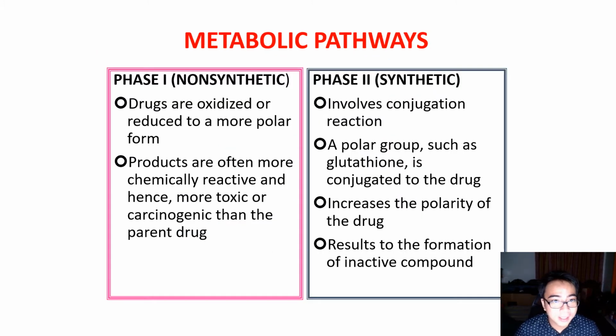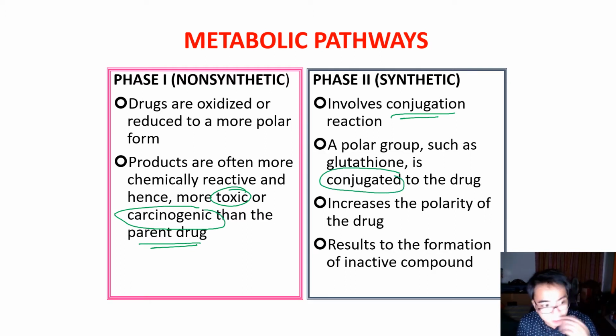So phase 1, class, drugs are oxidized or reduced into a more polar form, and oftentimes, class, it leads to the formation of more toxic or more carcinogenic metabolites as compared to the parent drug. Compare that, class, to the phase 2 reaction, which involves the conjugation reaction. Ang ginagawa lang dito, class, simply you add a conjugate. Conjugates, class, can come in the form of glutathione or other conjugates and increase the polarity of the drug. And usually, class, the result of phase 2 reactions is the formation of an inactive compound, which is already water-soluble, ready for excretion.